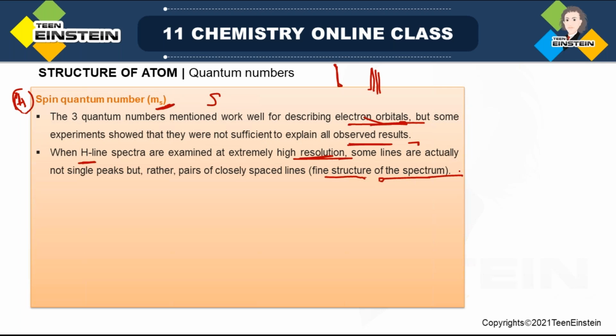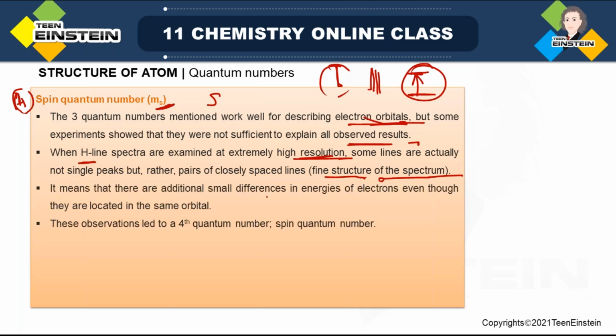Now, why are we observing this? When it is not high resolution and you think there is only one line, that means only one energy, as if one energy level is involved, lower energy level to higher energy level. But when you get a bunch of lines closely spaced to each other, it means there will be some more energy levels. That is why you are getting more lines. Now, where these more energy levels come from, we can explain by the spin quantum number.